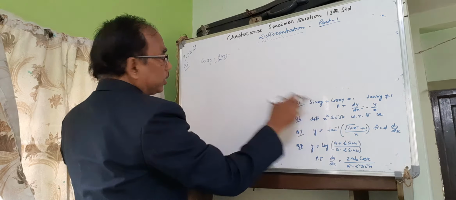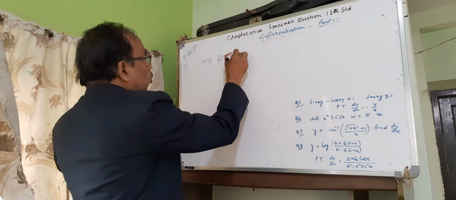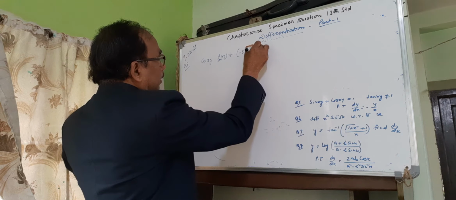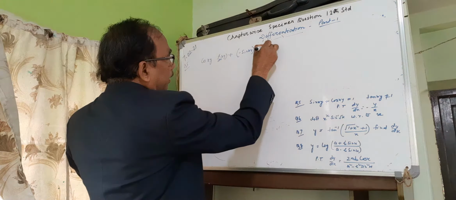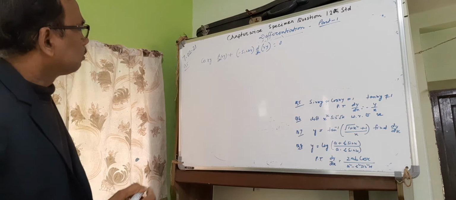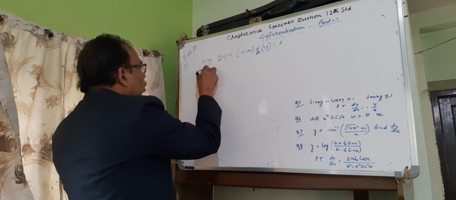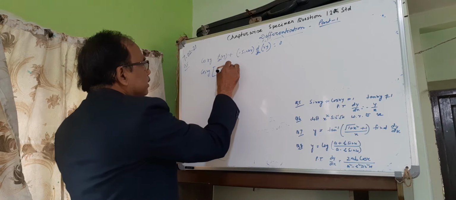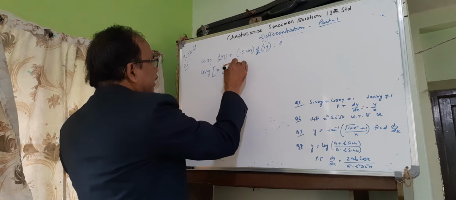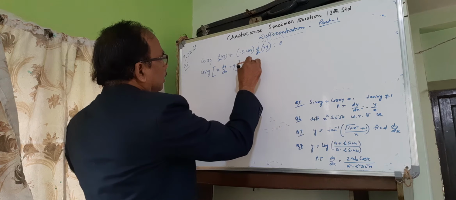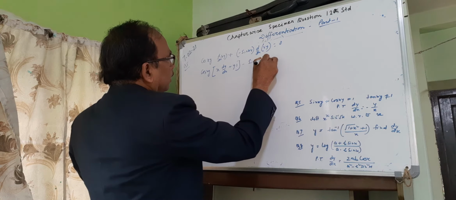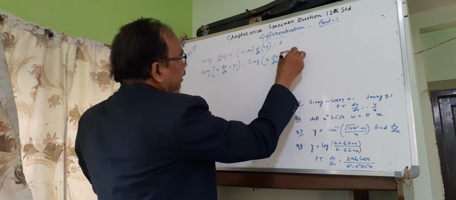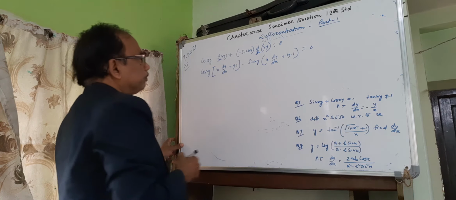Sin xy derivative is cos xy, d/dx of xy, plus cos xy derivative is minus sin xy, d/dx of xy, equals 0. What is the derivative of 0? It is 0. Now, cos xy times the derivative of xy: x dy/dx plus y, since the derivative of x is 1, minus sin xy times x dy/dx plus y times 1, equals 0.